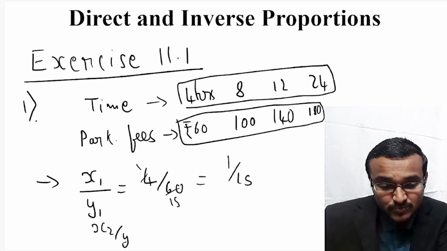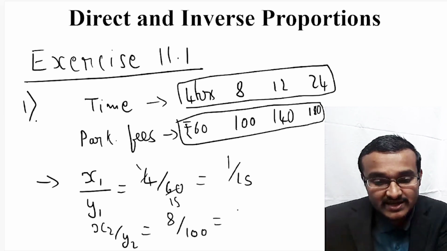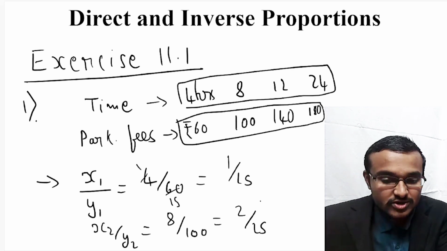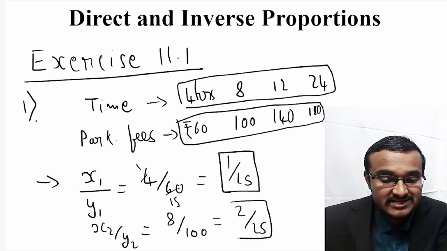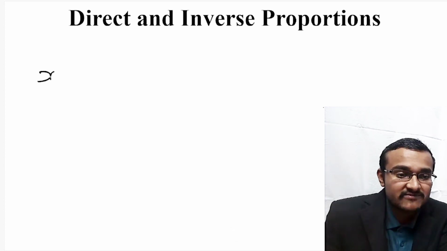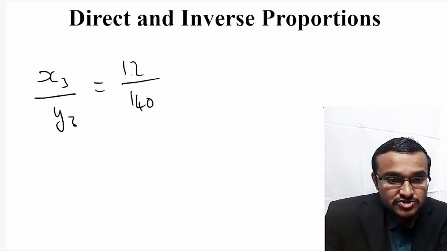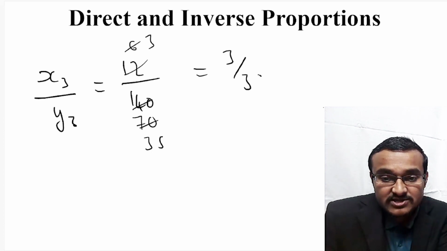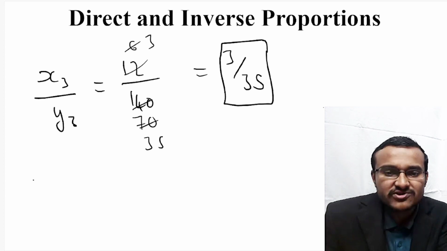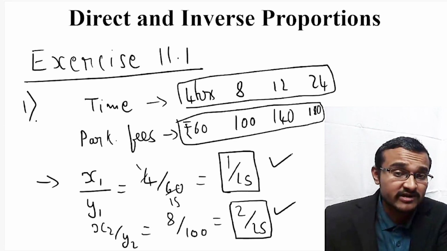Now let us calculate x2 by y2. So x2 by y2 is 8 by 100. 8 by 100 is actually 2 by 25. So you can clearly see x1 by y1 is equal to 1 by 15, and x2 by y2 is equal to 2 by 25. Now let us solve x3 by y3. What is x3? x3 is 12 divided by y3, which is 140. 2 sixes are 12, 2 sevens are 14, 0, 2 threes are 6, 2 fives are 10. So 3 divided by 35. So here you can clearly see x3 by y3 you are getting 3 by 35, x2 by y2 you are getting 2 by 25, x1 by y1 you are getting 1 by 15.